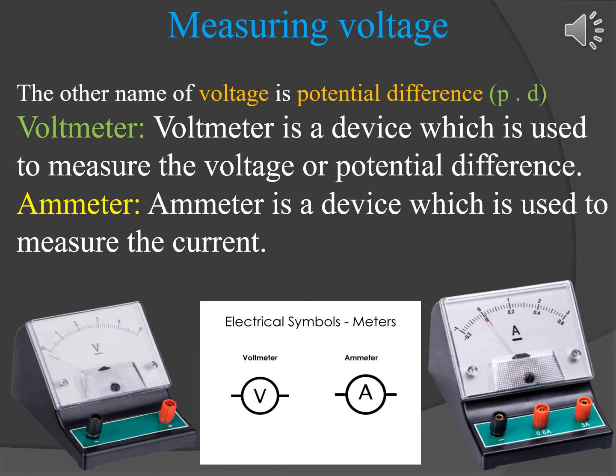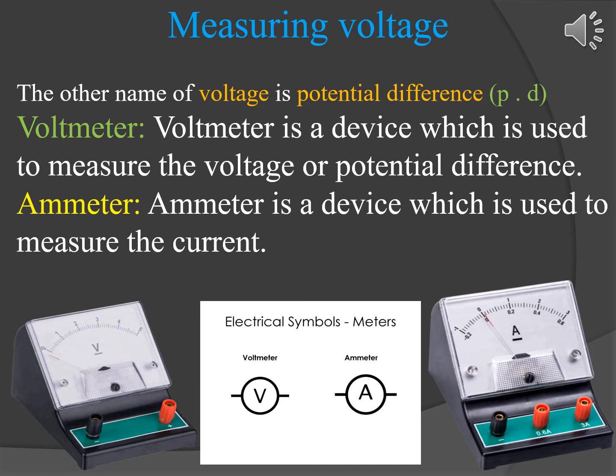Measuring voltage. The other name of voltage is potential difference and its abbreviation is P.D. Voltmeter. Voltmeter is a device which is used to measure the voltage or potential difference. You can see the picture of voltmeter and its symbol on this slide.